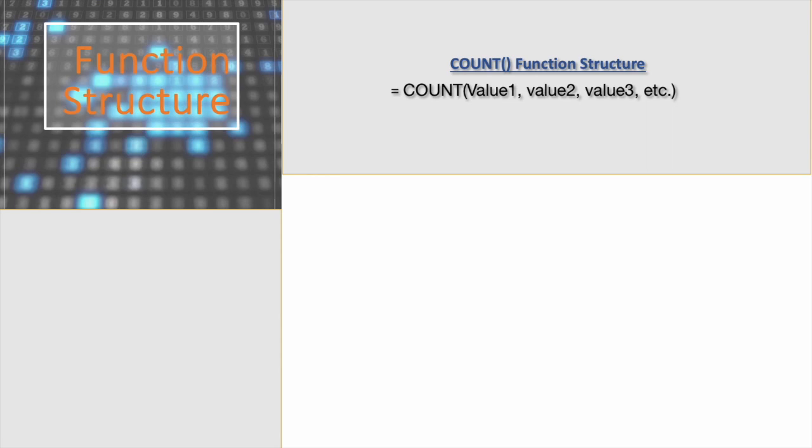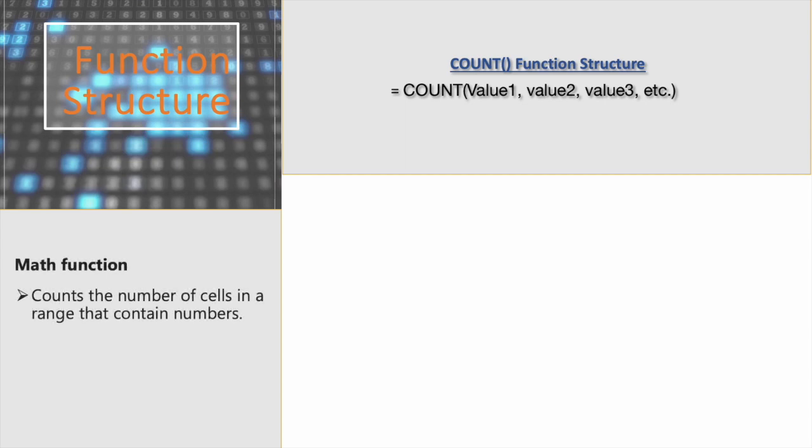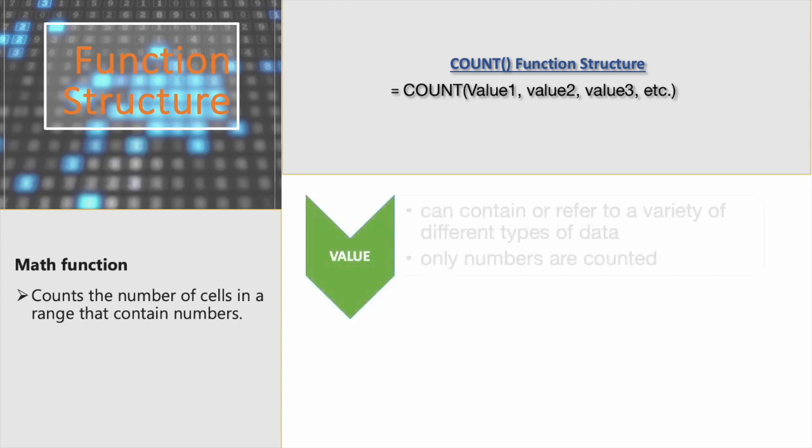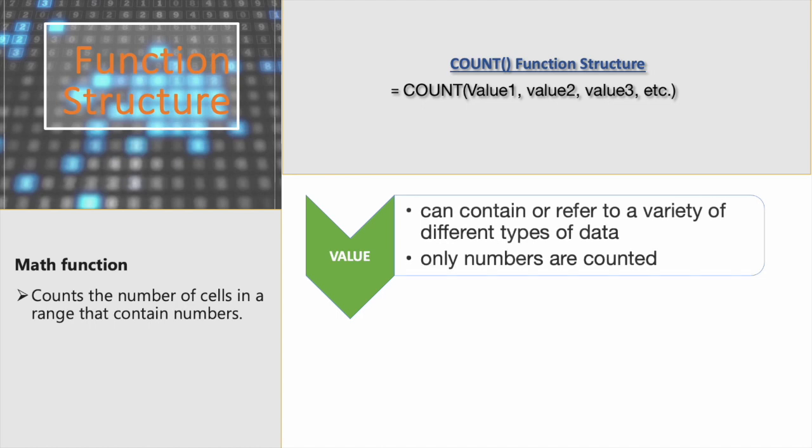So the first one is COUNT. We have our equal sign, COUNT, which is the function name, open and closing parentheses, and our values in the middle. This is a math function, and it counts the number of cells in a range that contain numbers. The values can contain or refer to a variety of different types of data. Only numbers are counted though.